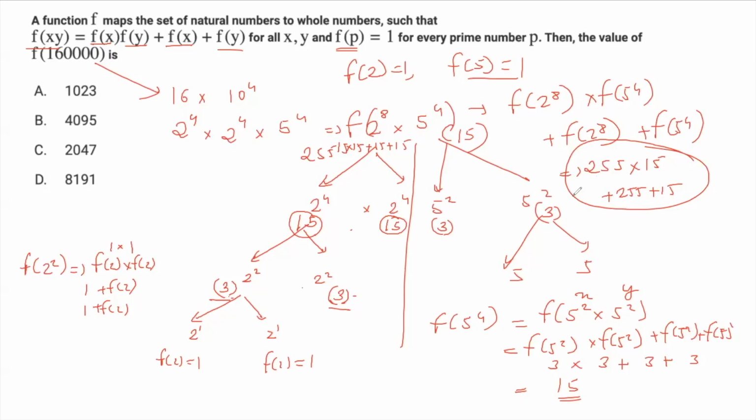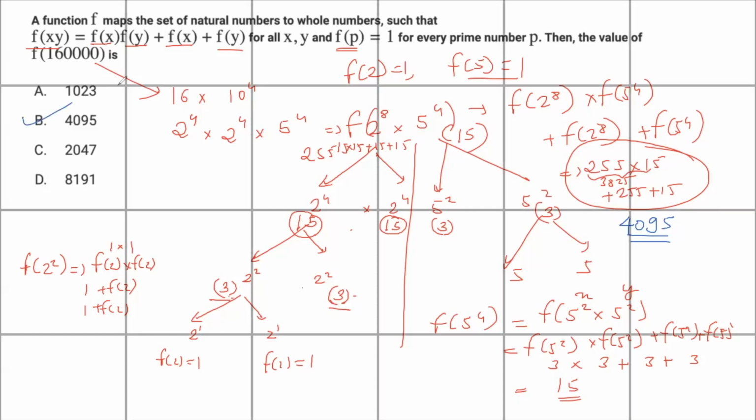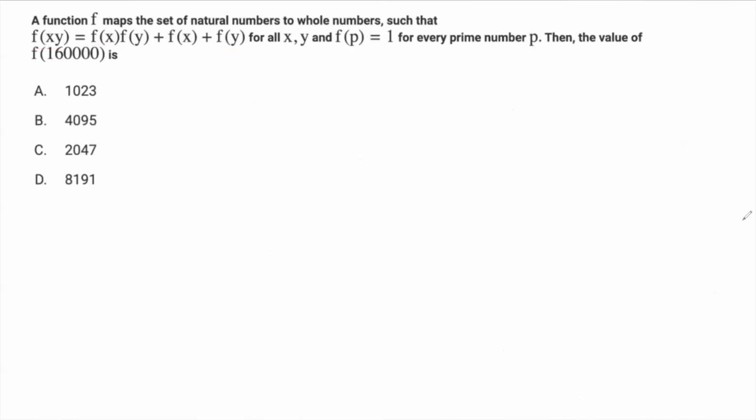255 into 15 we can very easily find with the on-screen calculator. 255 into 15 shall be 3825. This entire thing is 3825 plus 255 plus 15, which is very clearly 4095. And obviously it is your B option, right? So that is one way of answering this particular question, guys. Now let's look at a slightly more convenient, a slightly better way of solving the question, guys.